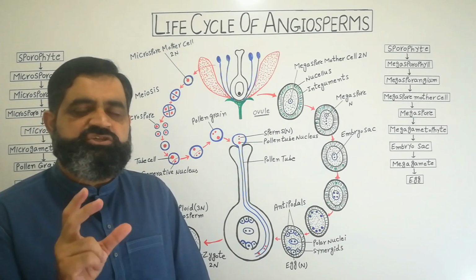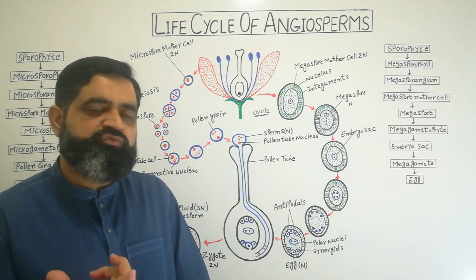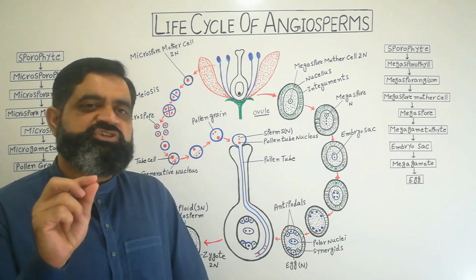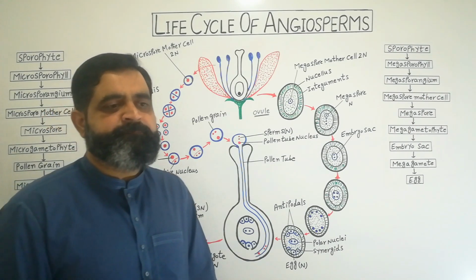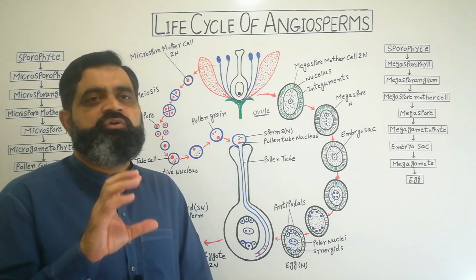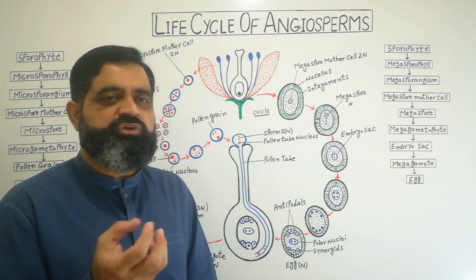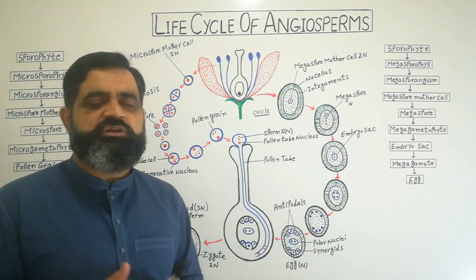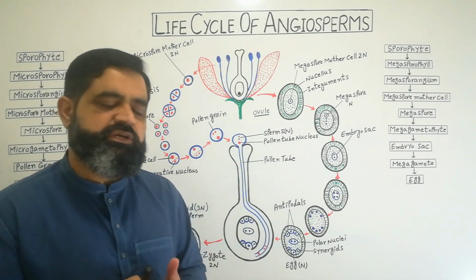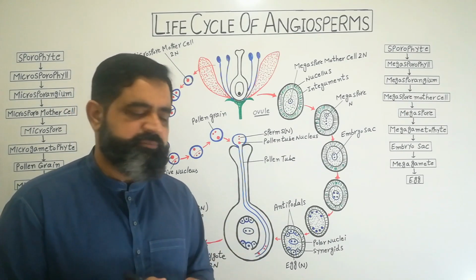Just like an egg has a yolk, which has stored food for the newborn chicken or newborn embryo present inside the egg. So the seed is going to form, and the storage of the food takes place in the endosperm tissue. So this is the evolutionary process which has been taking place in the angiosperm. It is a very important phenomenon.